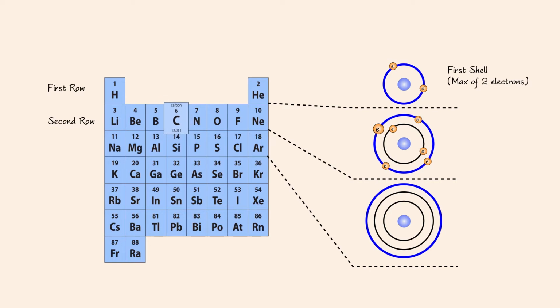carbon has 4, nitrogen has 5, oxygen has 6, fluorine has 7, and neon has 8. The second shell and all the shells after the shell can hold a maximum of 8 electrons.